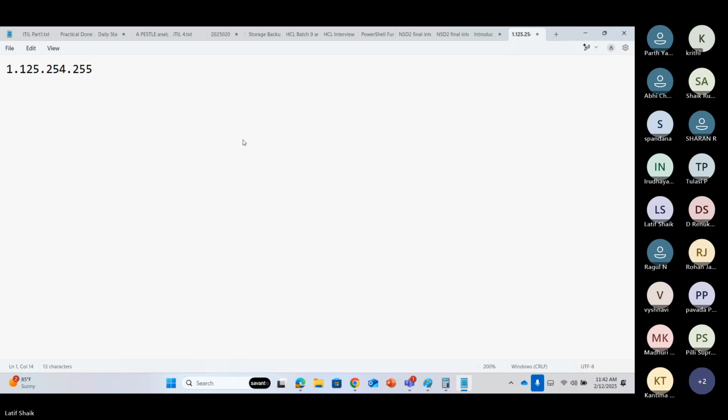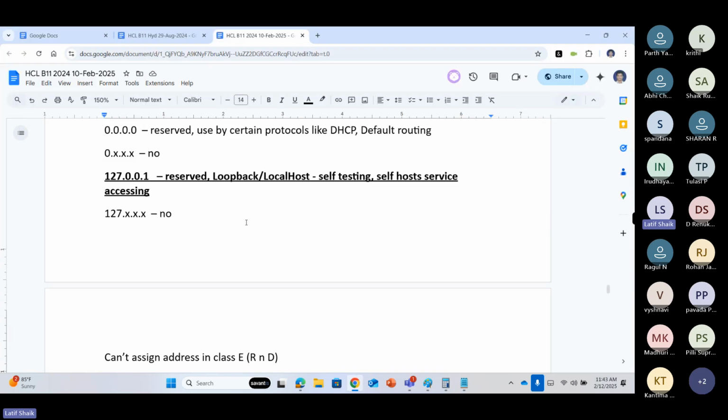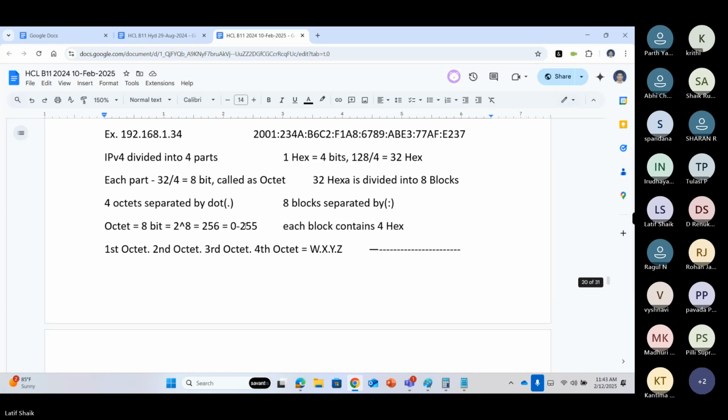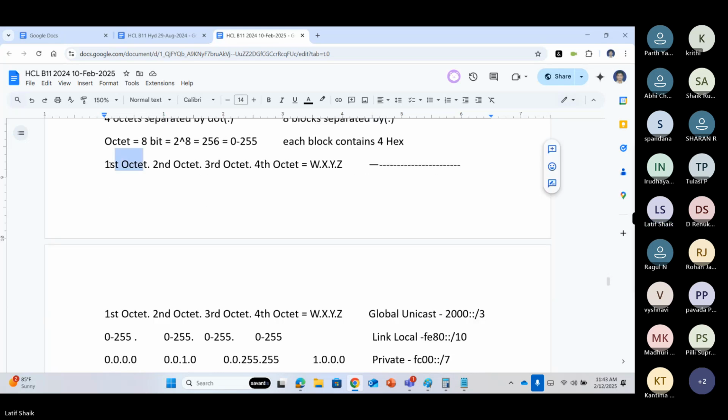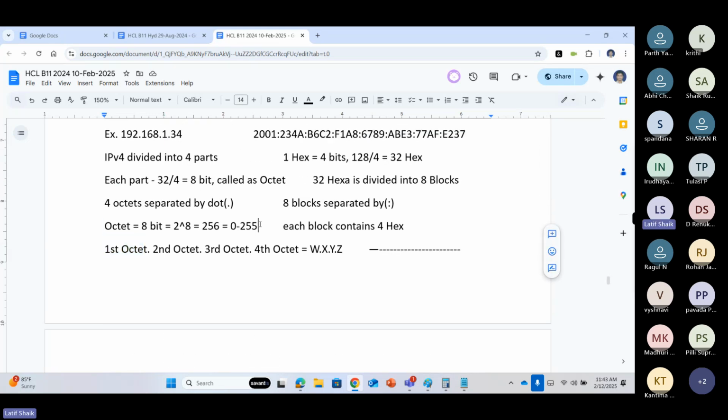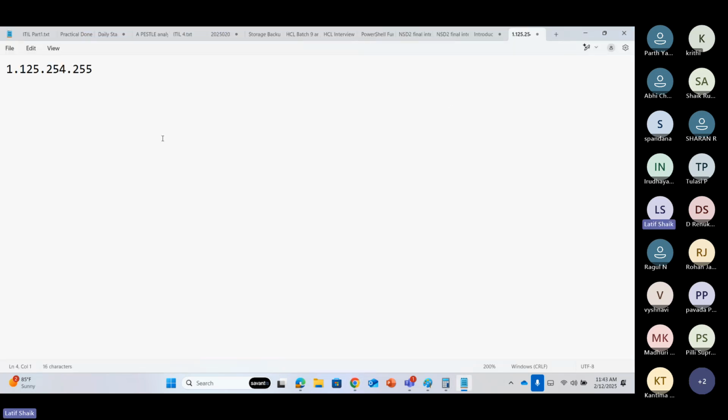Okay. For each octet, what is the limit in class A? Each octet is 0 to 255. Okay, I got that one. So each octet is 0 to 255. Somewhere we discussed that one. Each octet size is 0 to 255, the maximum limit is 255, because it is 8 bits.